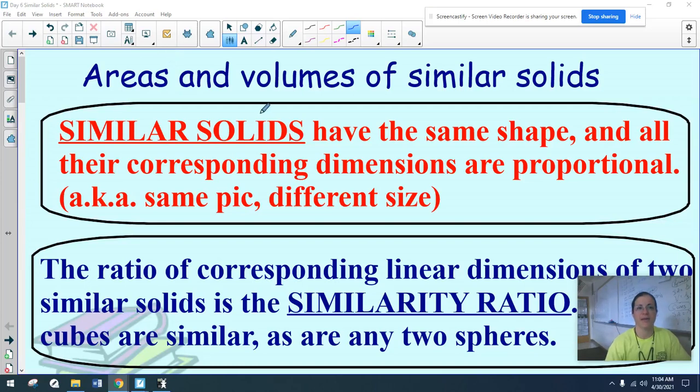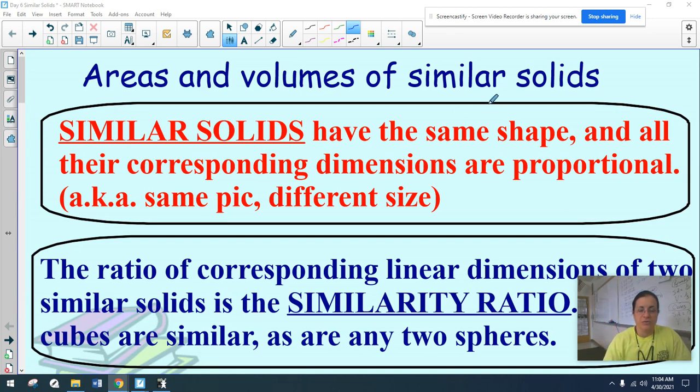We're going to be comparing areas and volumes of similar solids. We've done similar polygons before. So we had two different triangles. They are similar. That doesn't mean they're equal. That means they're proportional. Proportional meant it's the exact same shape, but one's going to be bigger than the other. Okay, so that's all we're looking at.